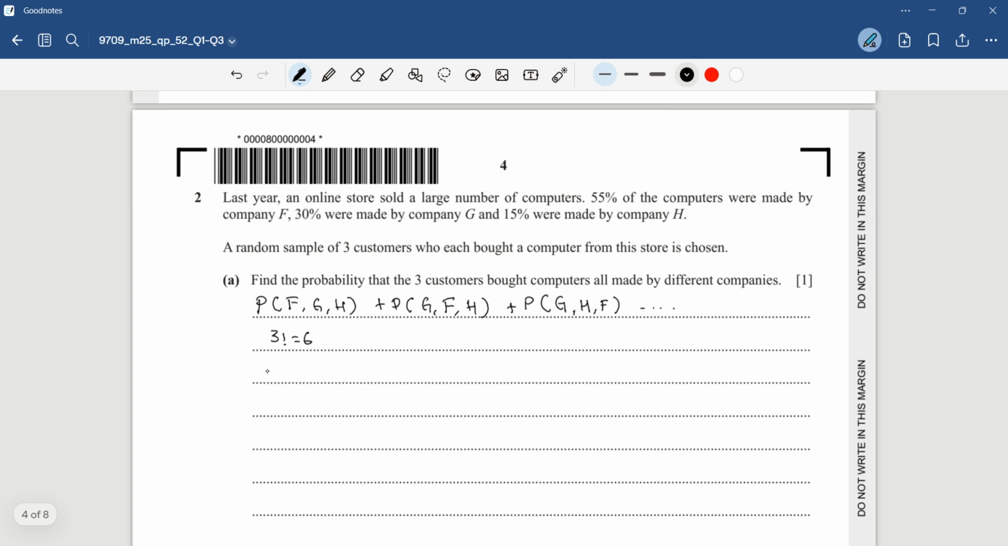Okay, therefore the probability that all three are different is going to be 0.55 multiplied by 0.3 multiplied by 0.15, and since there are 6 different possibilities, we multiply by 6. Okay, so it will be 0.149, doesn't matter.